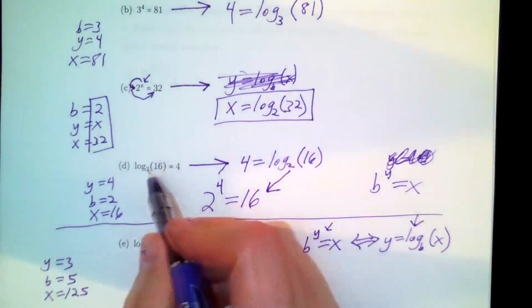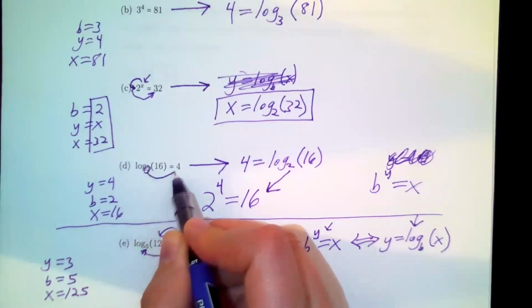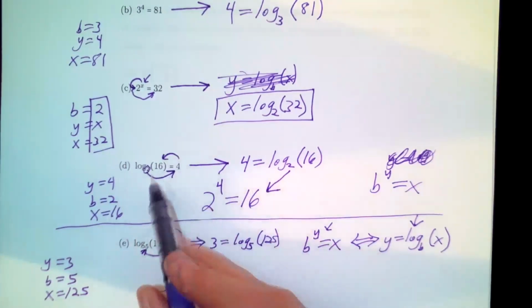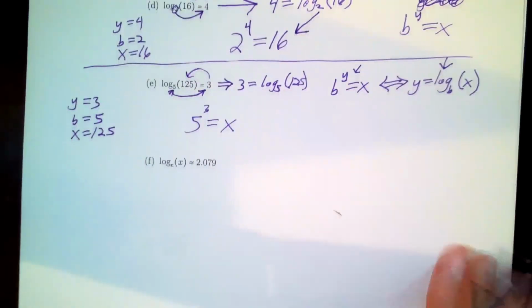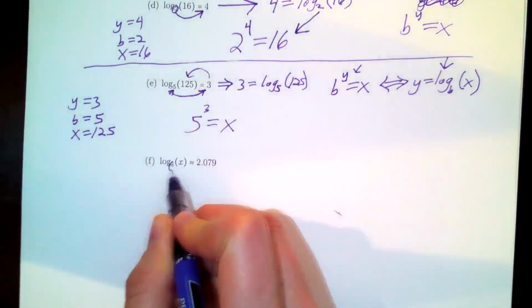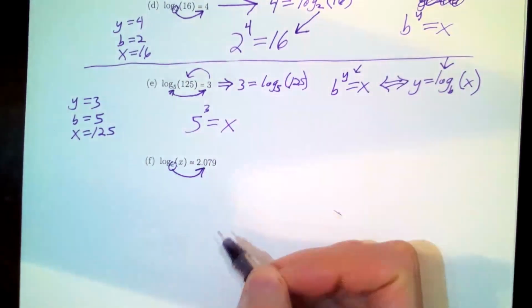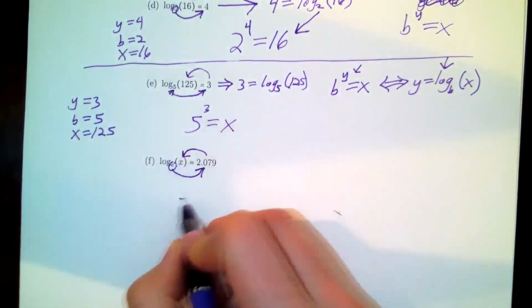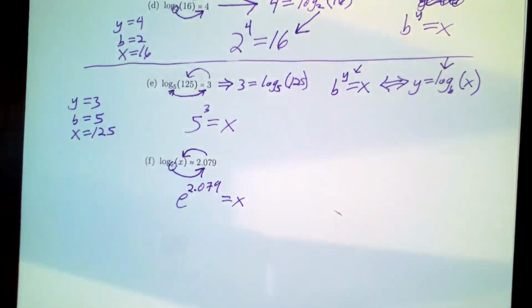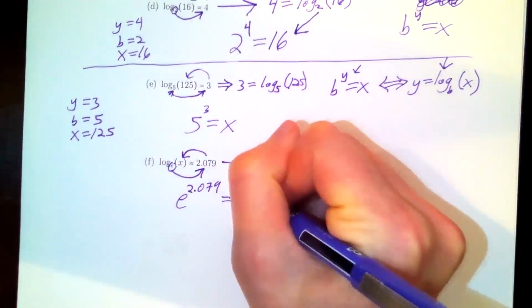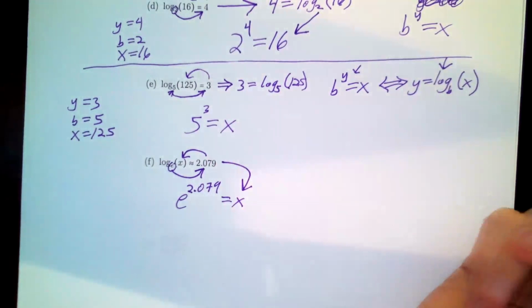And so same up here, you'd start at the base of the log. 2 to the power of 4 equals 16. So if I apply that same logic here, you start at the base. E to the power of 2.079 equals x. E to the 2.079 power is x. That's my statement. I'm not supposed to do anything with it. I'm just supposed to convert this sentence into that sentence, and we go, okay, that's it. We just converted the sentence. We're done.